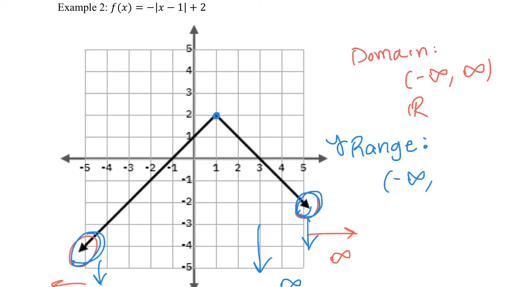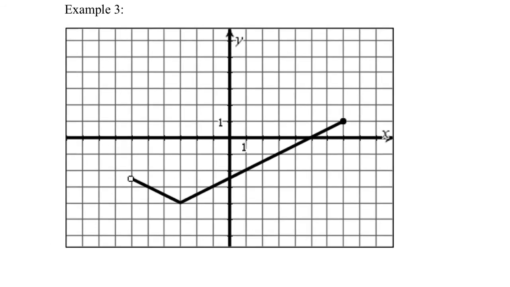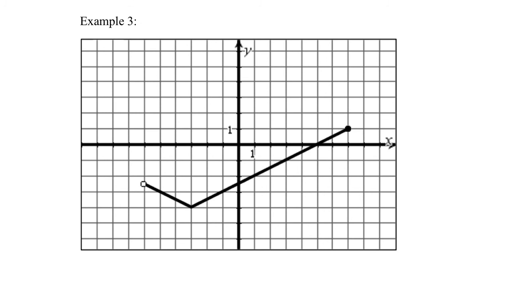Then the highest y value is this point right here, that's your vertex. That has a coordinate of (1, 2). But because we're talking about range, I need the y value. So my highest value is 2 with a closed bracket. You could see this written in inequality notation as y less than or equal to 2. Let's look at one more. Example 3. Here's an absolute value function, but now it's only a piece of it.